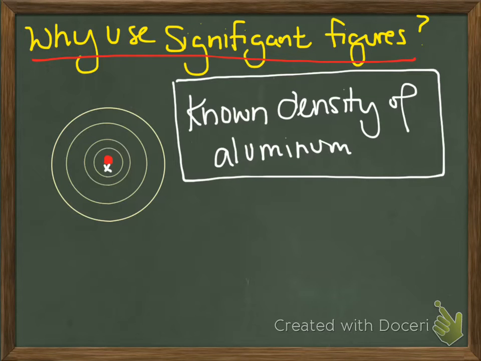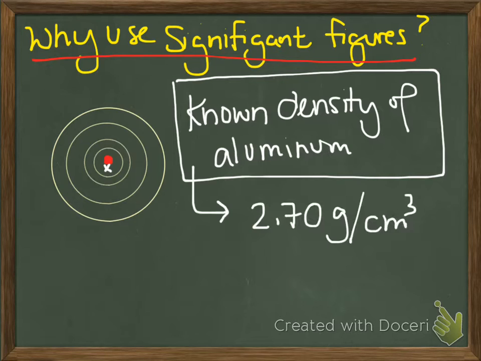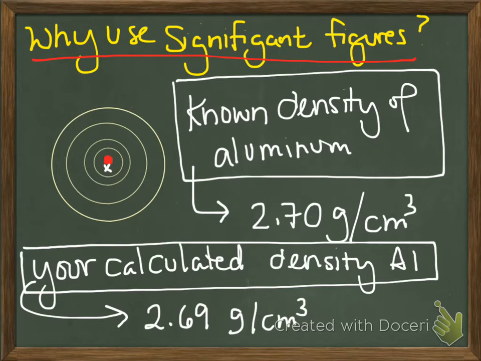Let's say that you, for some reason, need to determine the density of a sample of aluminum. Now, we've known about aluminum for a long time. It's got a known and accepted density that's been measured repeatedly. The density of aluminum is 2.70 grams per cubic centimeter. Well, if you measure a sample of aluminum and you calculate a density of 2.69 grams per cubic centimeter, that's pretty darn accurate. Woohoo! You got very close to the true value.